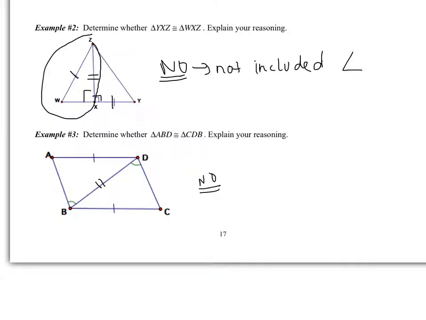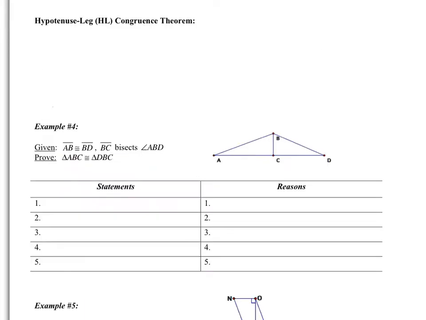Now we're going to move on to the next theorem, so if you could flip the page. Now we're going to talk about HL, the hypotenuse leg congruence theorem. Let's think about when the terms hypotenuse and leg apply. They apply when we have a right triangle.